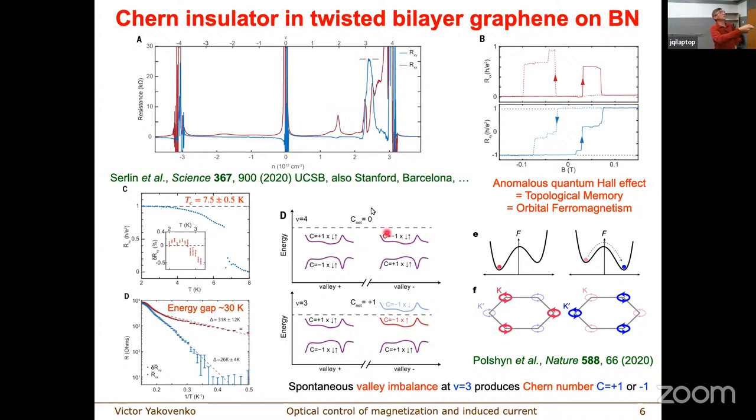So bottom line, at nu equal to four, we have a trivial insulator, meaning these bands are completely occupied, the chemical potential is in a gap, a trivial insulator. Okay, but now let's go to nu equal three. So we take away one electron.